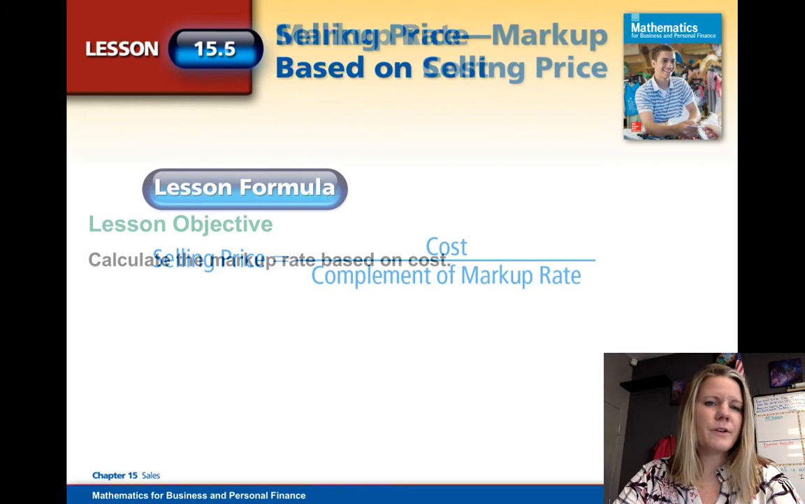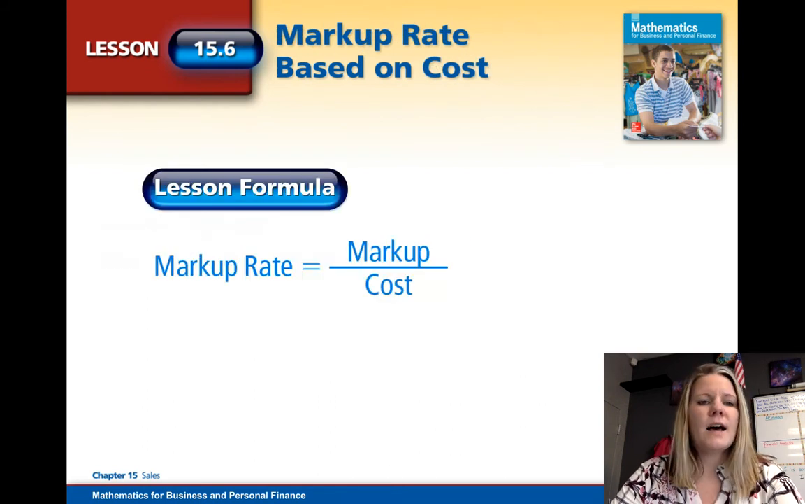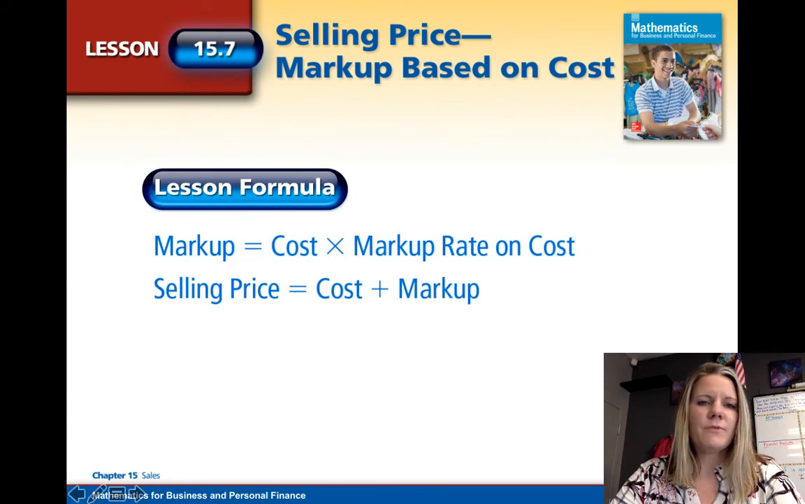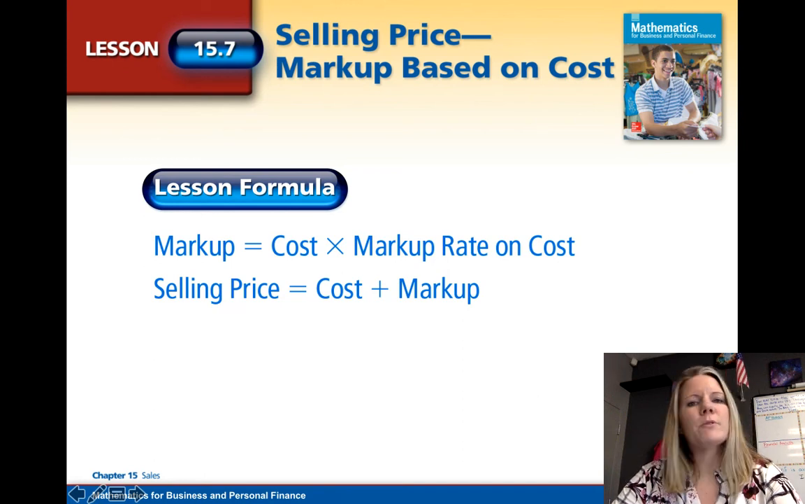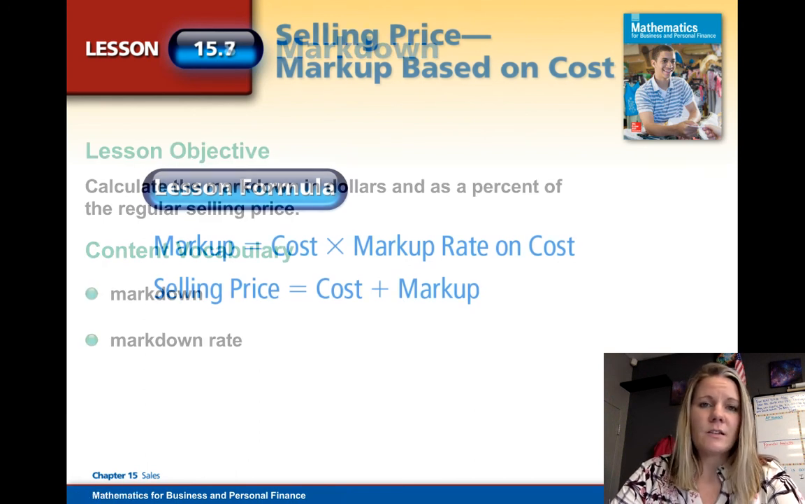15.5 was kind of weird, so I skipped it, and we moved on to 15.6, markup rate based on cost. In this section, again, we are dividing. So see how the markup goes on top, which is what was true for 15.4 as well. Selling price, markup rate based on cost. The difference between this section and the other sections is that suddenly we're finding the markup, the cost percent of a markup rate, which is kind of going backwards from the other section. And you can calculate the selling price by adding the cost and the markup together.